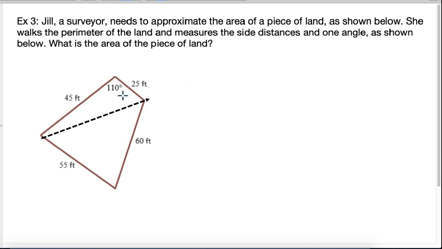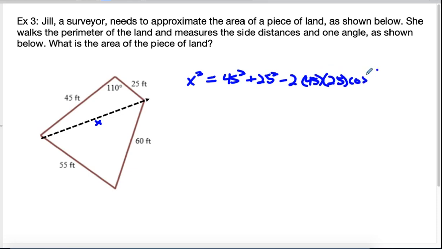So to do that, we can use law of cosines with this top triangle, right? We can say that this side, if we call it x for now, we can say x squared would equal 45 squared plus 25 squared minus 2 times 45 times 25 times the cosine of their included angle. Okay, we can just go ahead right off the bat and take the square root of both sides.